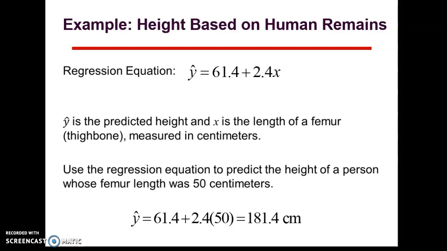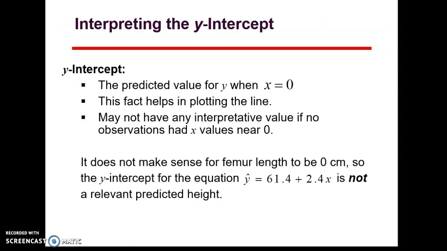Let's take this example. Here's the regression equation that's been given to us. Y hat equals 61.4 plus 2.4x. If you have a femur, a thigh bone, you know how long it is, you can predict the height of the person that it came from. Y hat is the height. So if you put in 50 for the length of the femur, you get the height of the person is 181.4 centimeters.